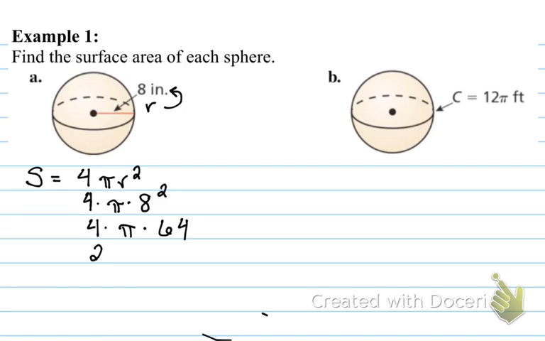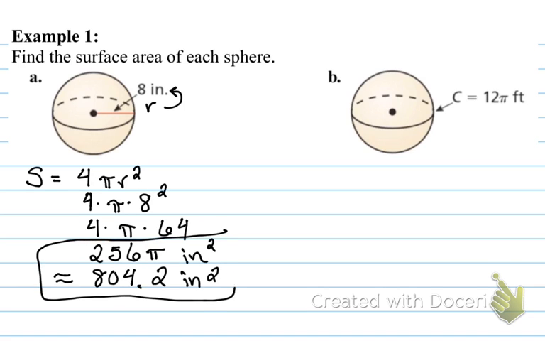We get 256 pi. And my units, it's area, so it would be inches squared. So my area is 256 pi inches squared. I can then find the approximation: 256 pi is approximately 804.2 square inches. So there's the exact and there's the approximate.